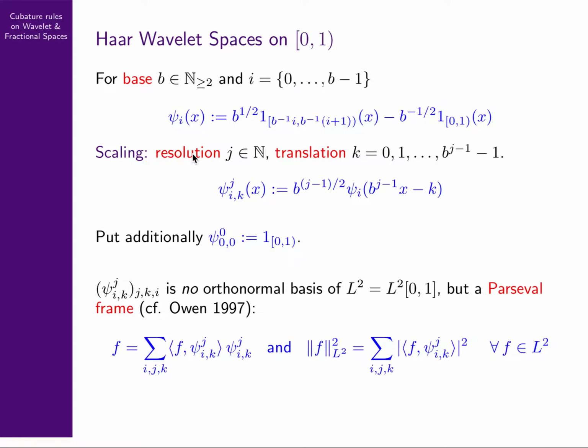from which we subtract the characteristic function of the whole unit interval multiplied by the factor 1 over the square root of b. After that we get a whole bunch of wavelets by scaling our basic wavelets. For this we pick a resolution j, a natural number, and a corresponding translation k, a natural number from 0 up to b to the power j minus 1. Then we get the Haar wavelet psi_{j,i,k}, which is given by this expression. Here you see in the argument the translation by k, and we use the resolution to scale the variable x. In front we have a normalizing factor.